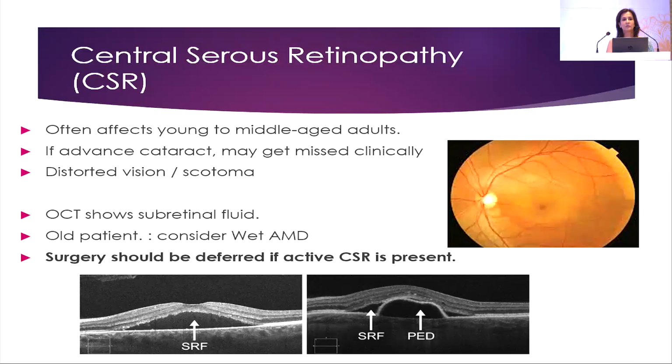CSR, although not very well seen in older patients, it's more of a young patient disease, but whenever you see a CSR or an NSD in an older patient, try to look for a CNVM because that might be hidden somewhere. So if that is the case, you have to treat the CNVM as I told before.